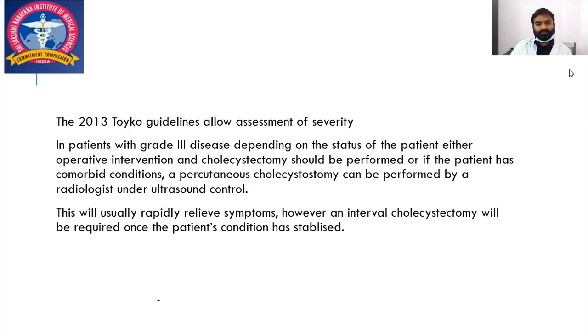cholecystectomy may be performed. The 2013 Tokyo guidelines allow assessment of severity. In patients with grade 3 disease, depending on the status of the patient, operative intervention and cholecystectomy should be performed, or if the patient has comorbid conditions, a percutaneous cholecystostomy can be performed by a radiologist under ultrasound control. This usually relieves symptoms rapidly. However, an interval cholecystectomy will be performed once the patient's condition has stabilized.